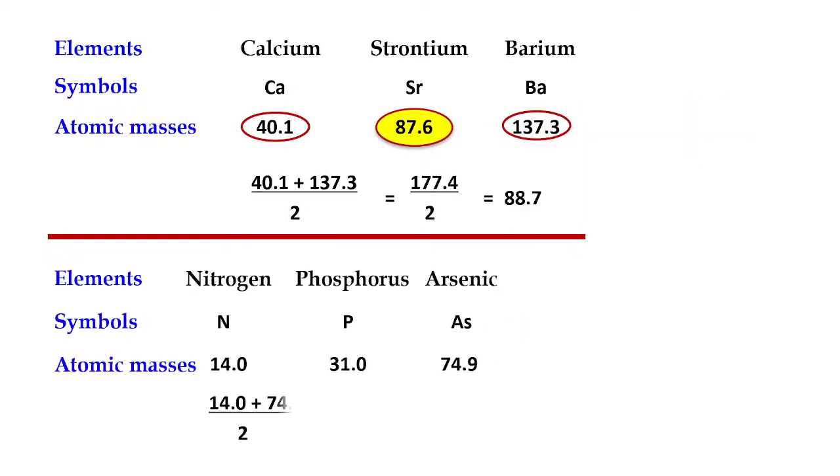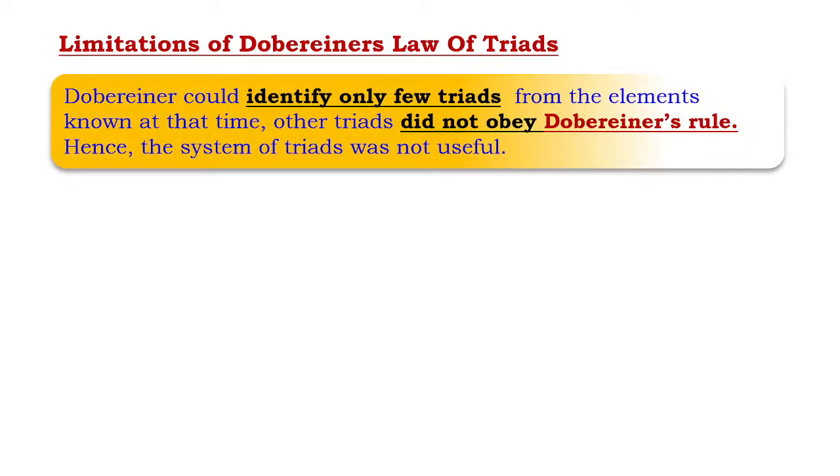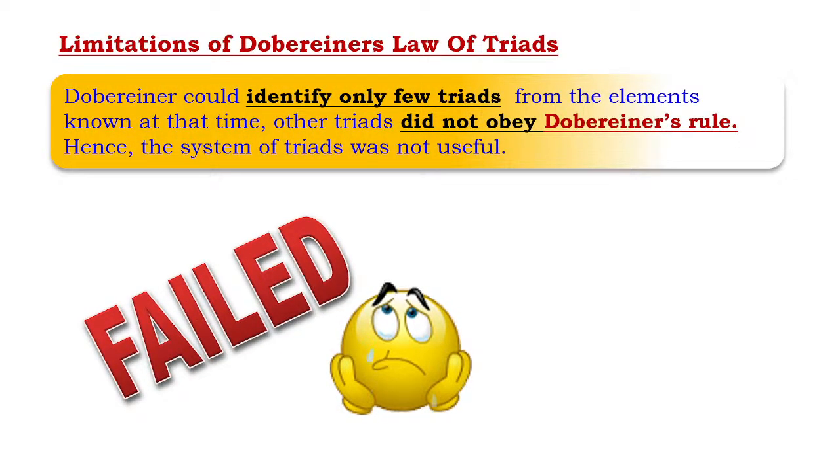If you are free, you can read the NCERT 10th standard chemistry textbook. Old textbooks, not the new one. So the limitations of Döbereiner's theory, at least you have to read. It identified only a few triads from the elements known at that time. Other triads did not obey Döbereiner's rule.